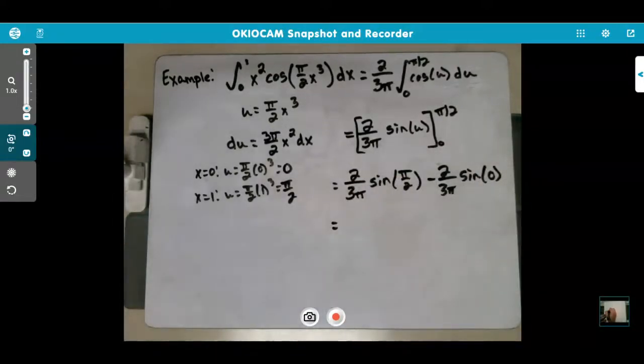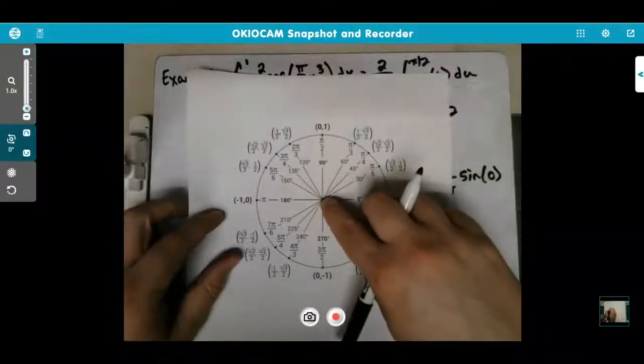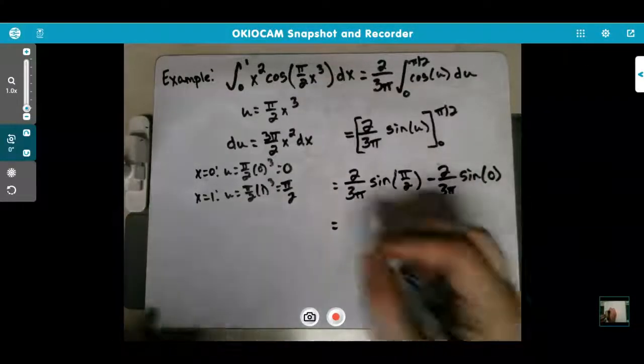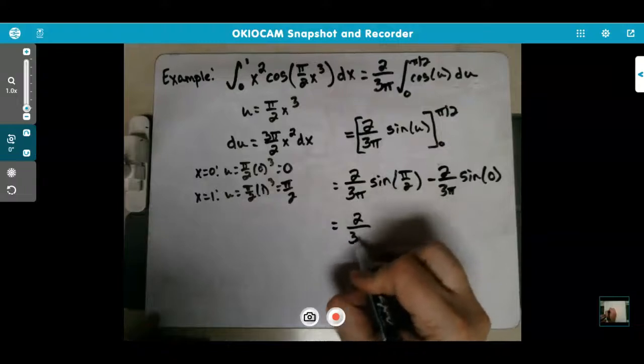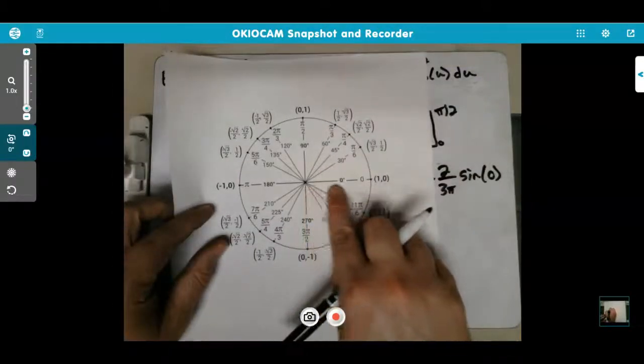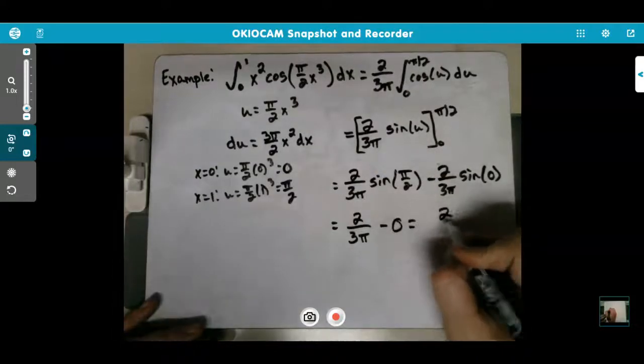Sine of pi over 2, if we get our unit circle out. I always lose my unit circle when I need it. There it is. Sine of pi over 2. Pi over 2 is right here. Sine is equal to 1. So sine of pi over 2 is 1. Giving me 2 over 3 pi. Minus sine of 0. 0 is right here. Sine of 0 is 0. So I just get 2 over 3 pi.